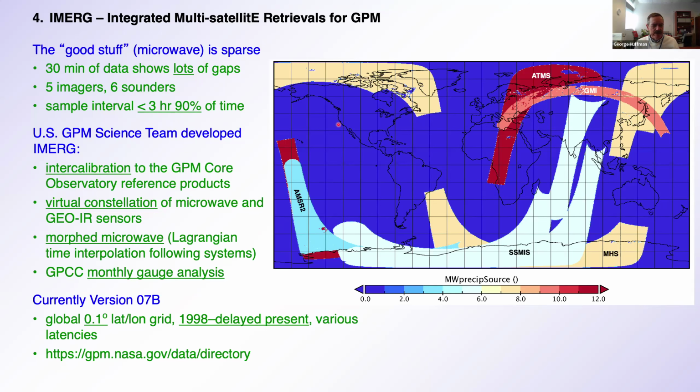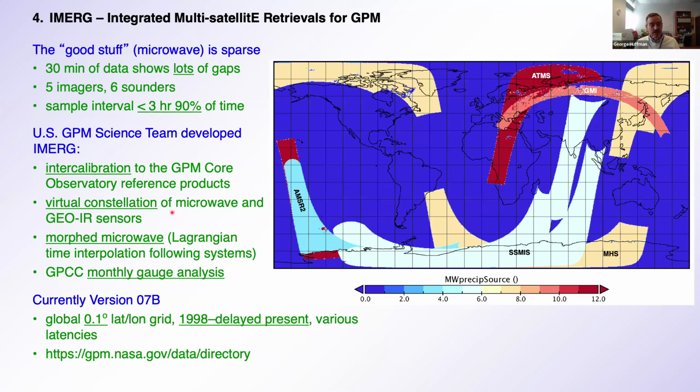In order to accomplish the combination, the US GPM science team developed IMERG, and I lead it. It's an intercalibration to the GPM so-called core observatory reference products. So the core observatory has both a wide range of microwave channels as well as a dual frequency radar. And then we use a so-called virtual constellation of microwave and GeoIR sensors. The idea here is it's virtual in the sense that we don't control any of it.